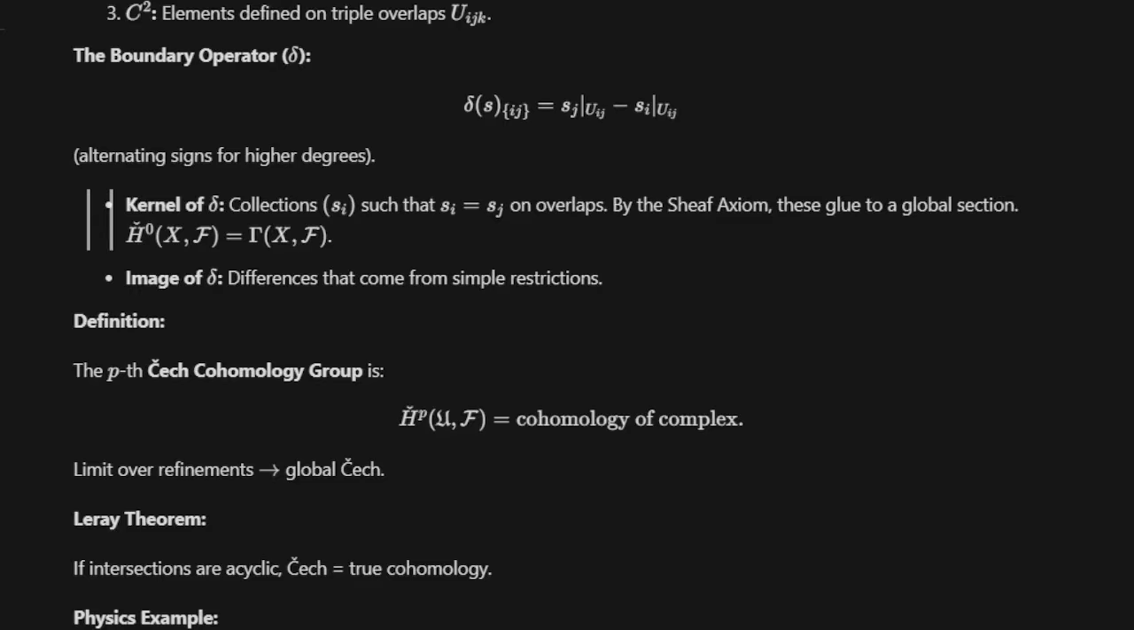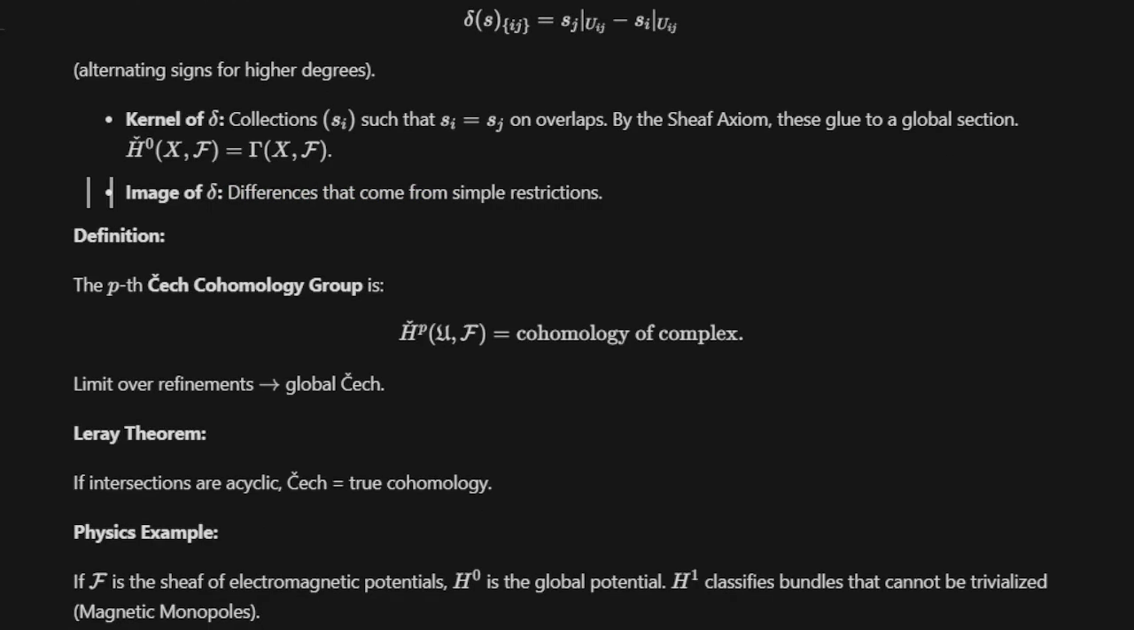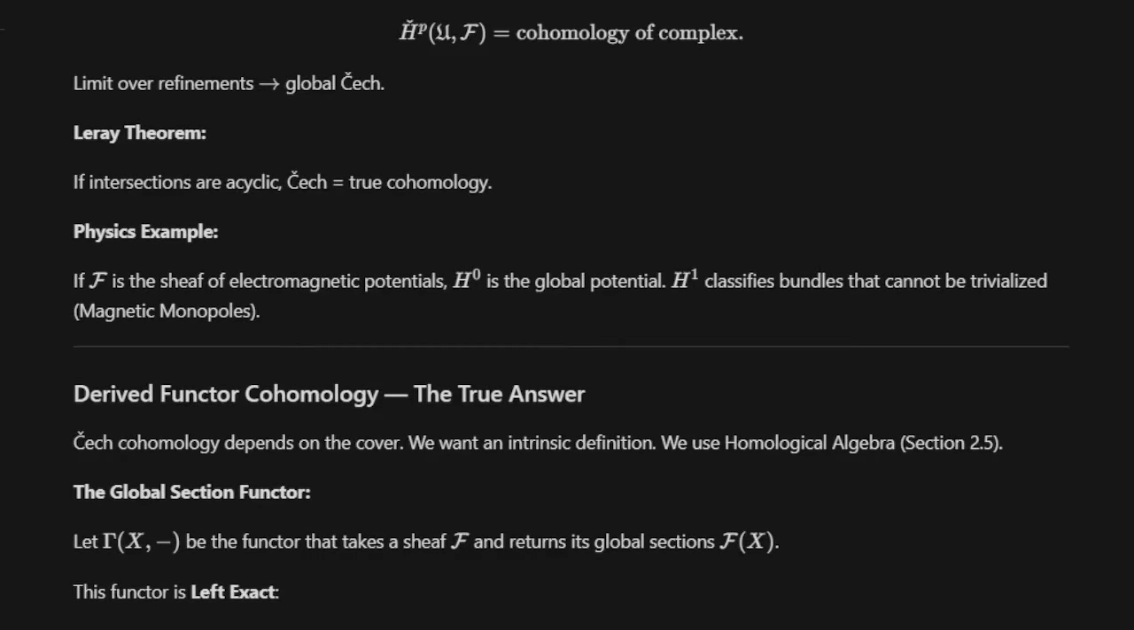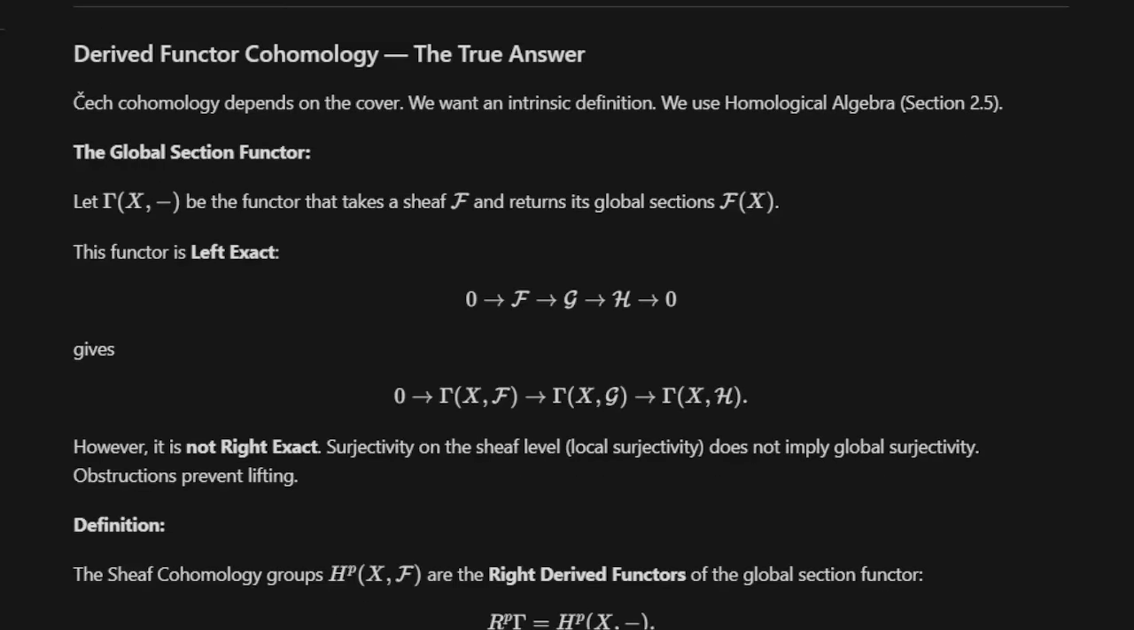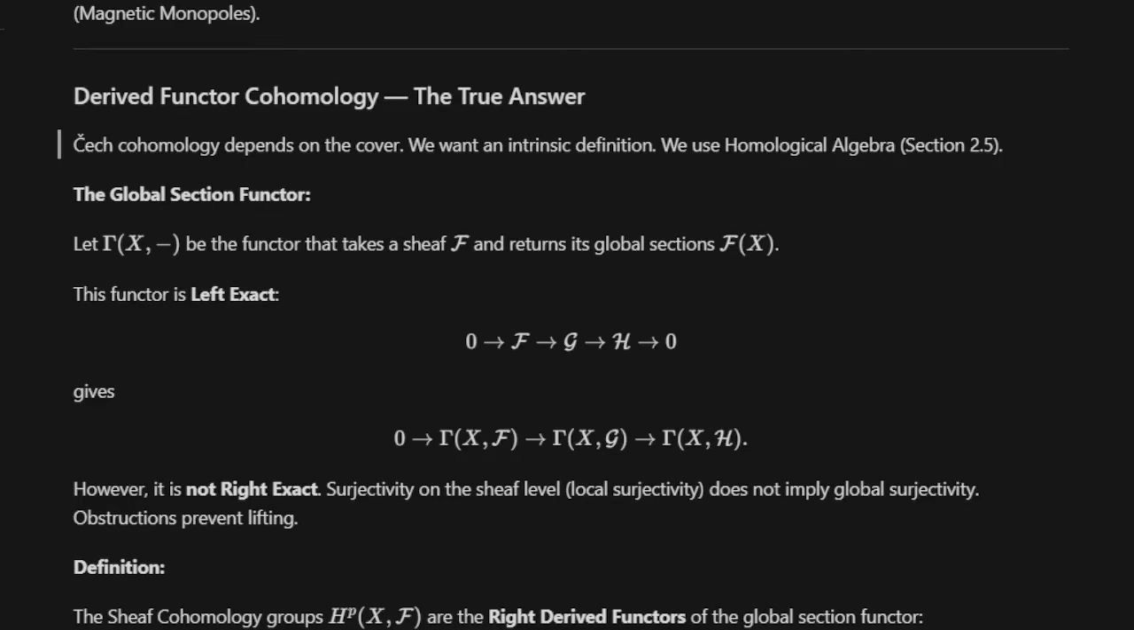And the image of delta, or of the boundary operator, these are basically sets of gluing instructions that are consistent on triples but do not come from global objects. So again, in physics, H0 classifies the global potential, but H1 classifies line bundles. It'll tell you if your electromagnetic field has a twisted topology, okay? Alright, so Čech cohomology is just an approximation, but the real definition comes from, again, homological algebra.